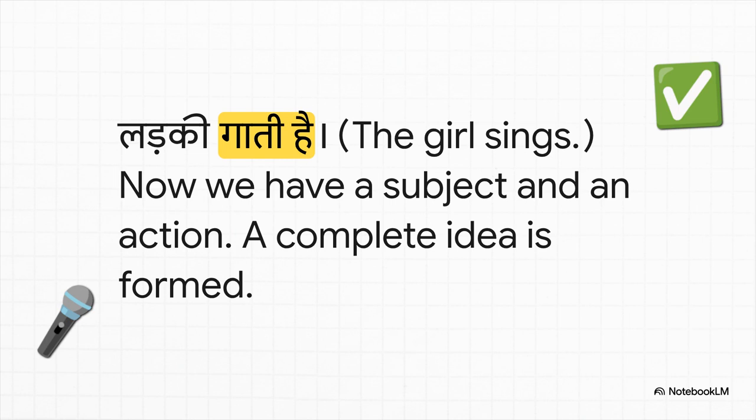But now, watch this. Let's add another brick, a verb. Gati hai. She sings. And just like that, boom, we have a complete structure. Ladki gati hai, a subject and an action. This is the simplest, most basic form of a complete idea.